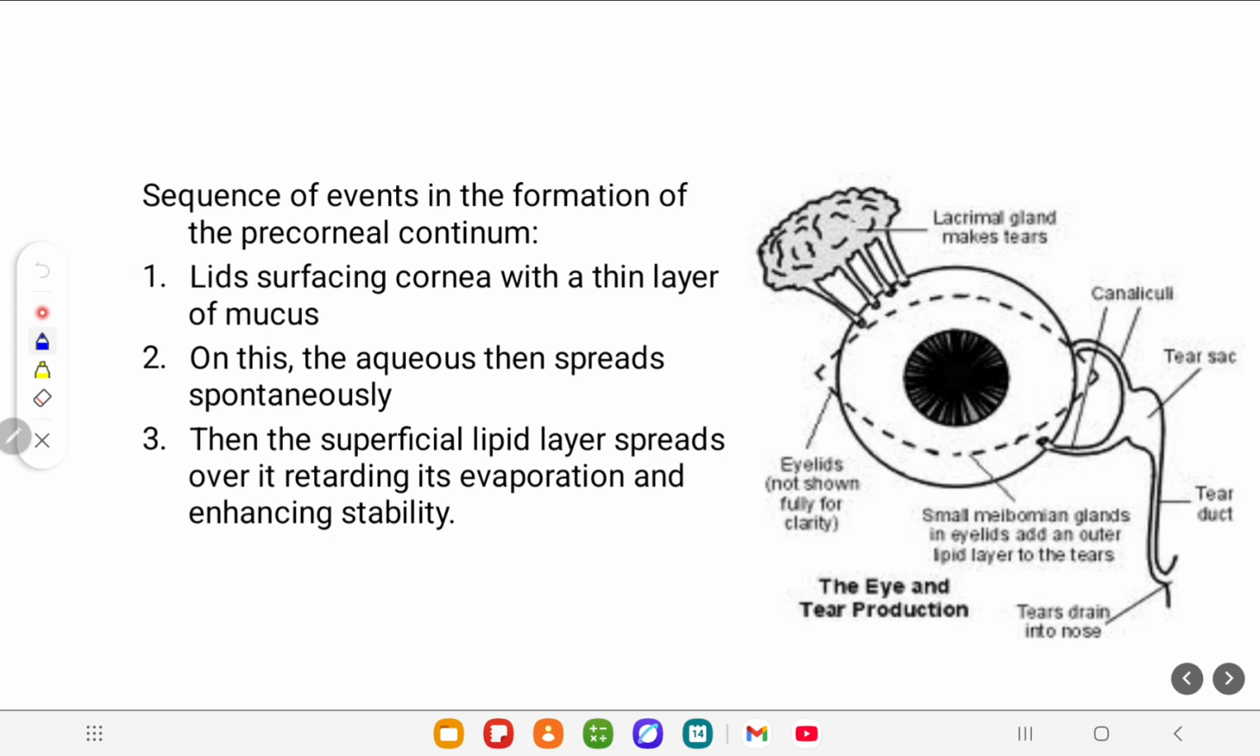So the sequence of events in formation of the precorneal tear film is that the lid spreads the cornea with a layer of mucus. On this, aqueous then spreads spontaneously because aqueous is basically on top of mucus, and then the superficial lipid layer spreads over it, retarding its evaporation, isn't it? First mucus attached to the cornea, then the aqueous layer above, then definitely the superficial lipid layer, which retards evaporation and enhances stability. That's two of the main important functions of the lipid layer, isn't it?